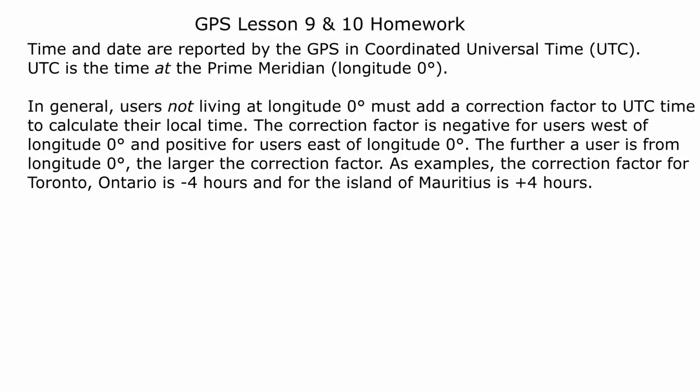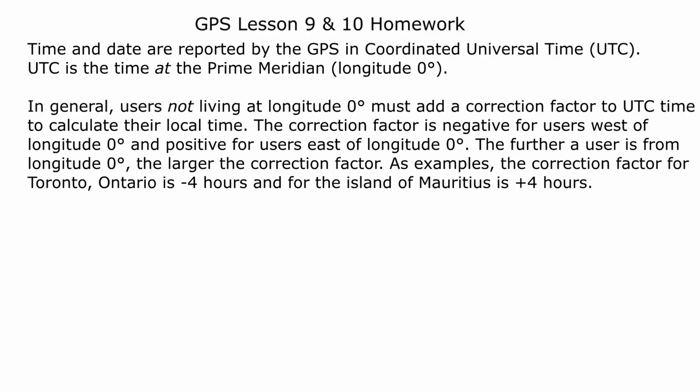Time and date are reported by the GPS in Coordinated Universal Time, abbreviated as UTC. UTC is the time at the prime meridian, which is longitude 0 degrees. In general, users not living at longitude 0 must add a correction factor to UTC time to calculate their local time. The correction factor is negative for users west of longitude 0 and positive for users east of longitude 0. The further a user is from longitude 0, the larger the correction factor.